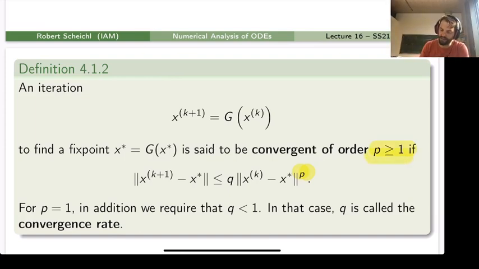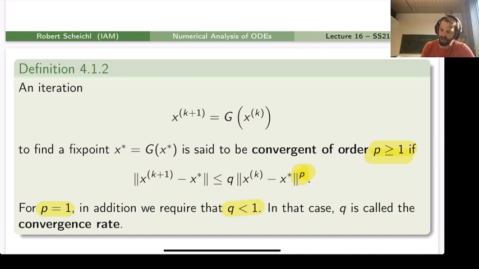And then if p is strictly bigger than 1, this automatically means that provided x_k minus x star is less than 1, this will decrease to 0. If p is equal to 1, which is the linear convergence case, then it doesn't suffice that we have just any old q here. We need to have q less than 1. Otherwise, this will not decrease.